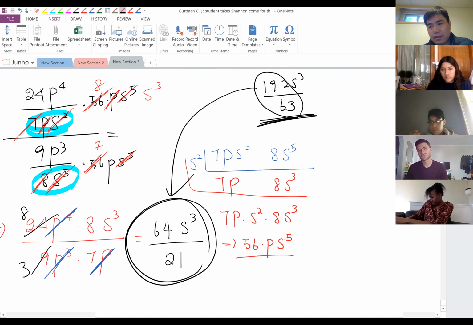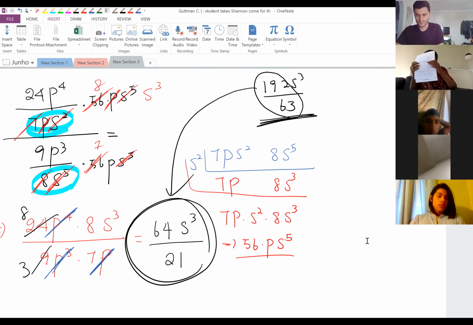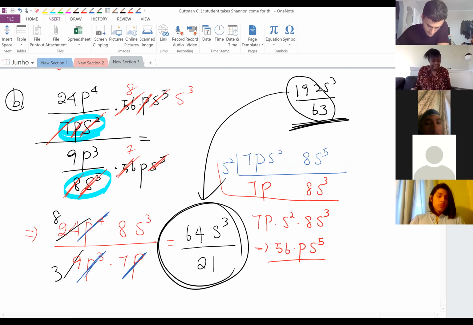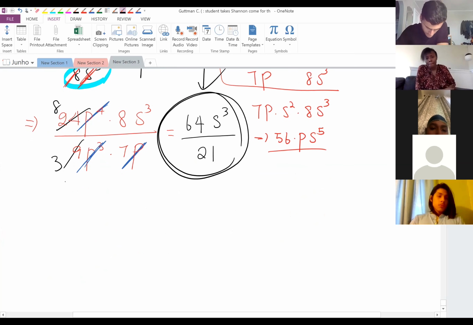Could you go back to how you crossed out the 24 P4 before you got to the 64 S cubed over 21? The step before that. Go back to the step before you got 64 S cubed over 21. Could you go over it again? So 24 here, P4. I can just delete all this mark and then show you one more time.